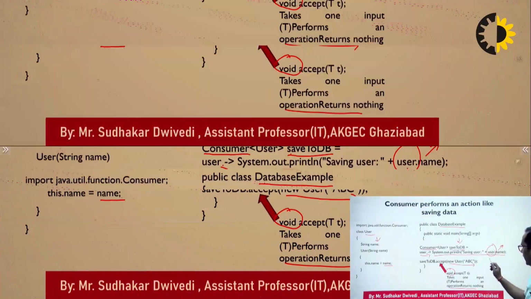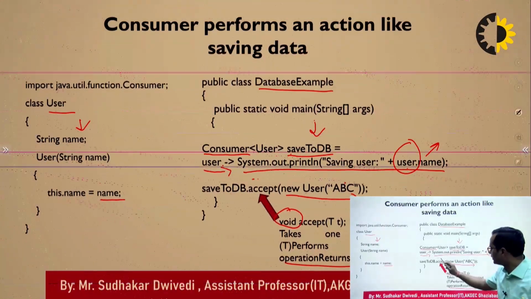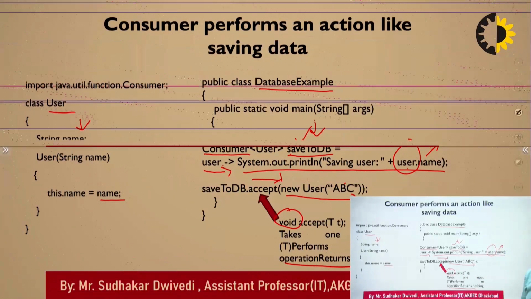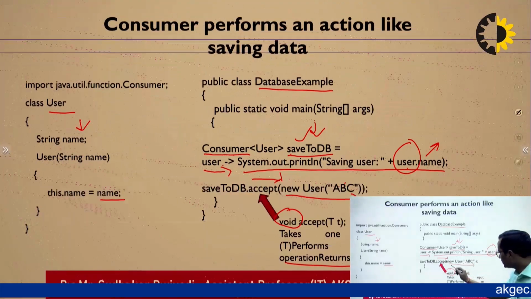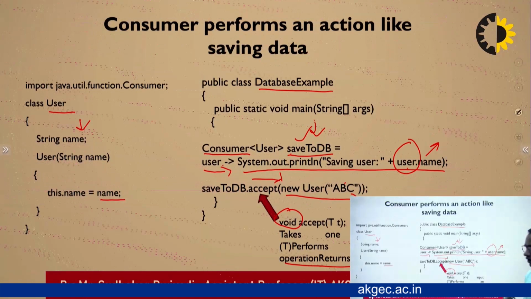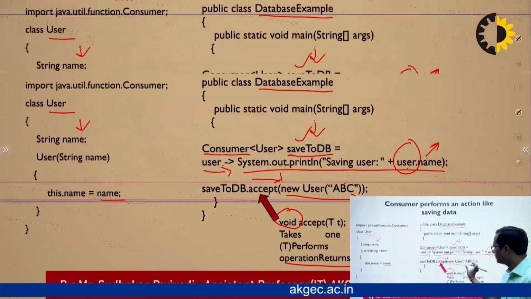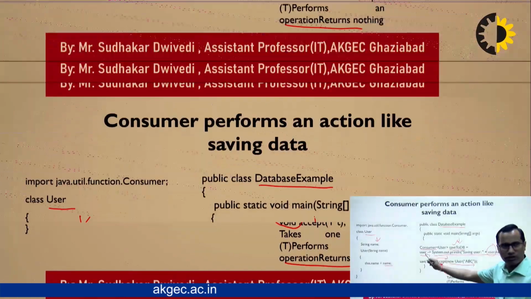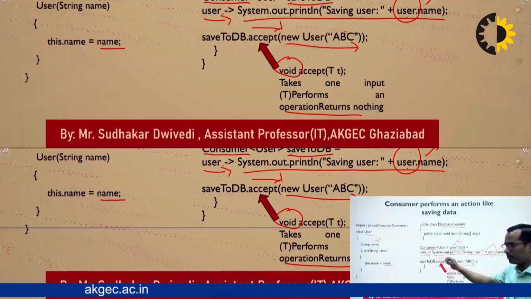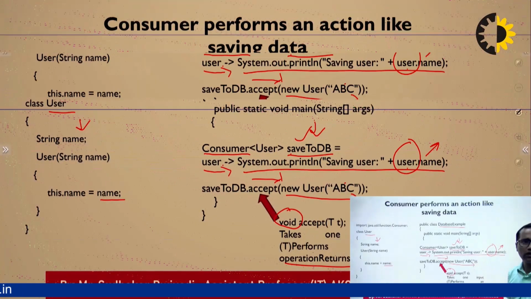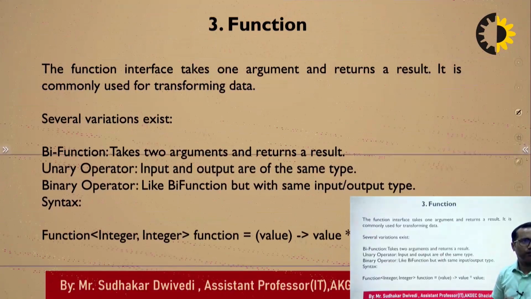So I have used the accept function here. We have called the accept function on this reference, save to DB, and we have passed the object of this class. So the object of the required class is passed as a parameter, and then by using the lambda expression, this parameter will be printed. So this is the use of the consumer interface.